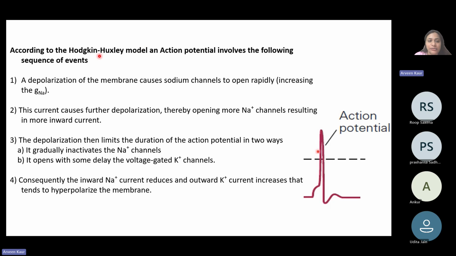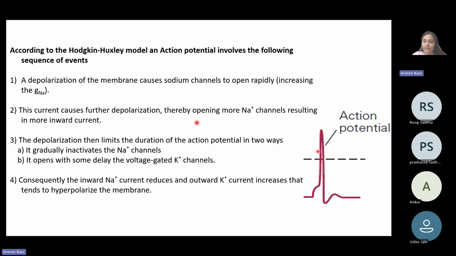So according to the Hodgkin-Huxley model, an action potential involves the following sequence of events, right? A depolarization of the membrane causes the sodium channels to open rapidly, right? So if it is going farther away from its equilibrium potential, then the sodium channels are the first ones to open, and they will open rapidly. This current causes further depolarization, because sodium channels are opening. The equilibrium potential for sodium is around positive 55, right? So they will try to put it closer to the equilibrium potential of sodium. So further depolarization will occur, right?